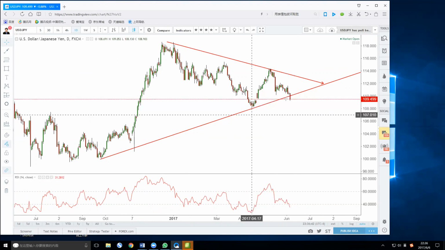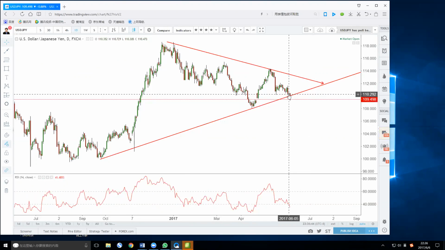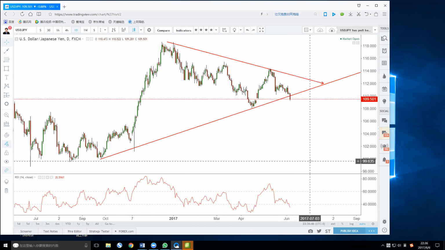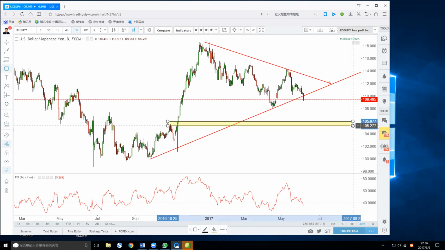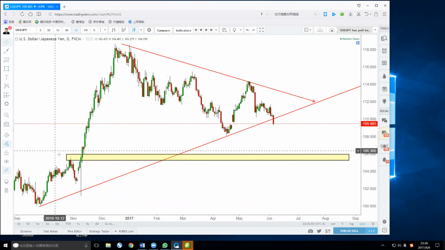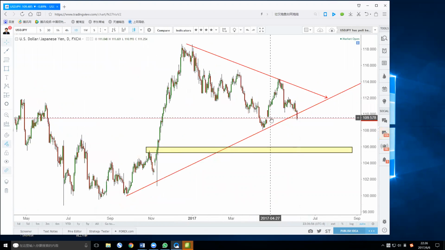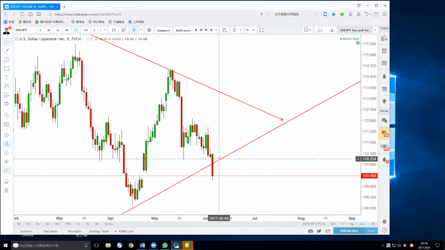If it closes below this trend line, it actually tells you dollar yen still goes down. It goes down. Okay, we may go back to here, 105.97. May go back to this neckline here. Okay, so don't buy dollar yen. If you want to sell, from 110.30.